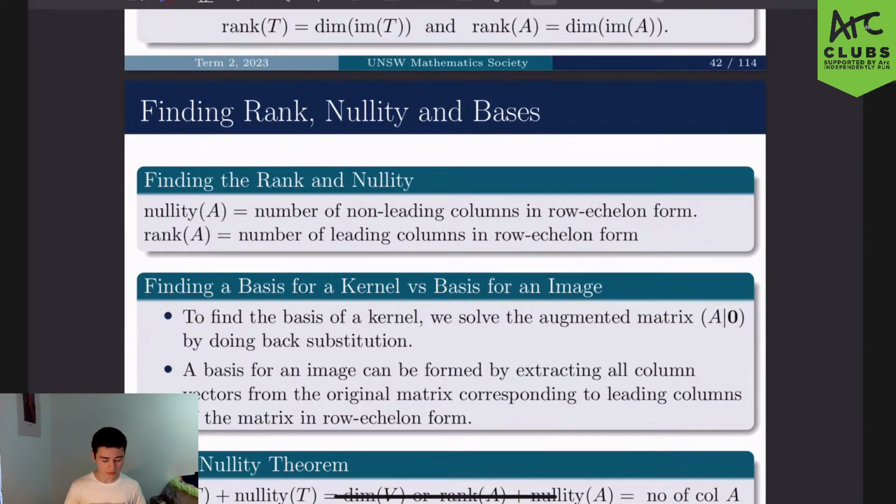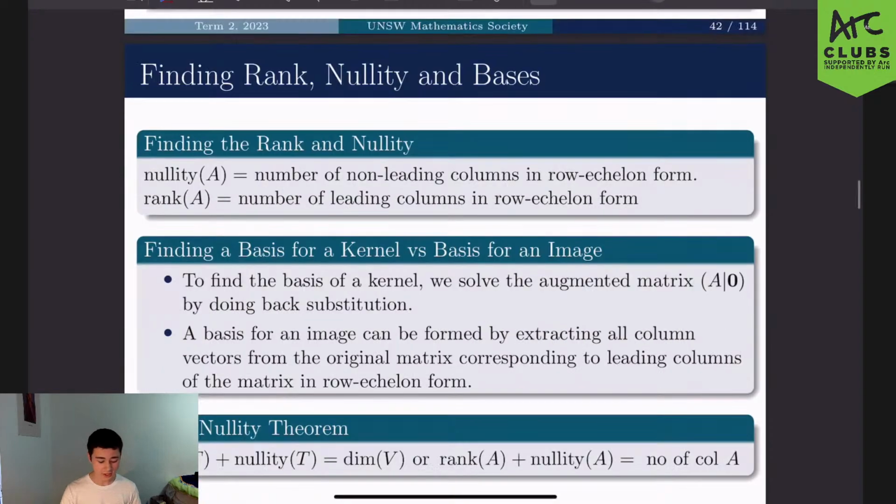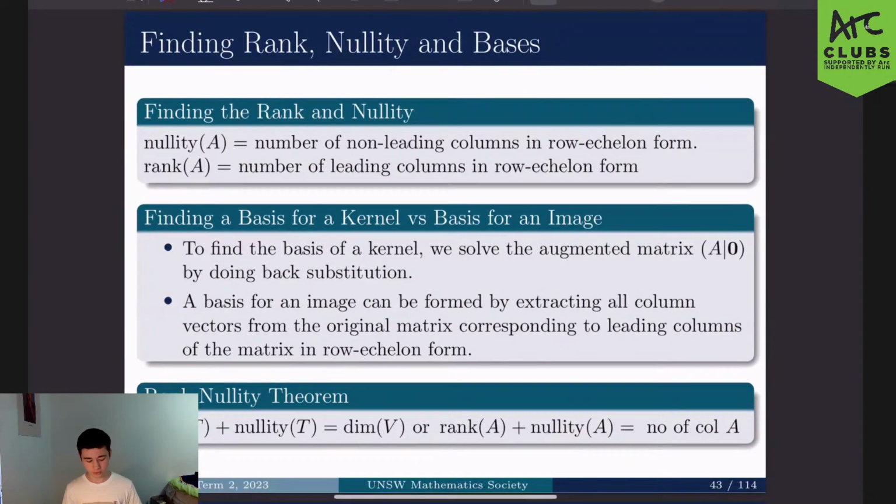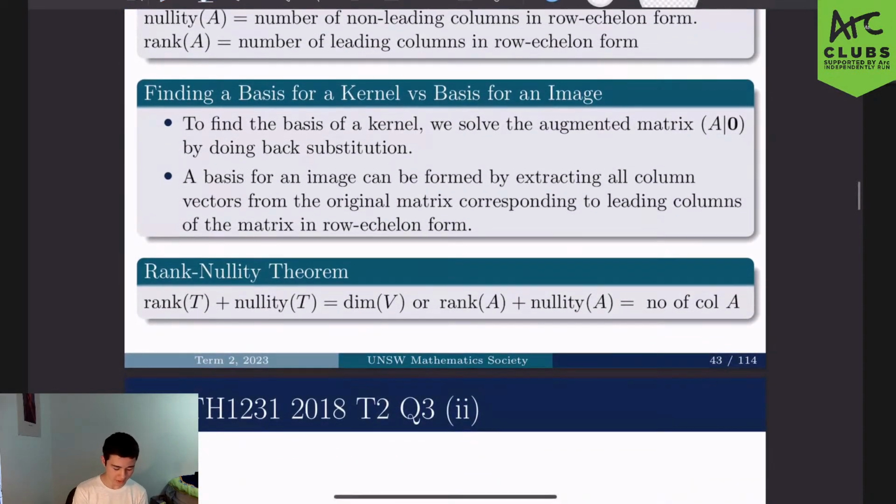When we're finding rank, nullity, and bases: for nullity, solve for 0 and then find the number of terms in the basis, or we can just find the number of non-leading columns in the row echelon form. For rank, find the number of leading columns. We have a fancy little theorem here where the rank and nullity should sum to the dimension of V, V being our domain.